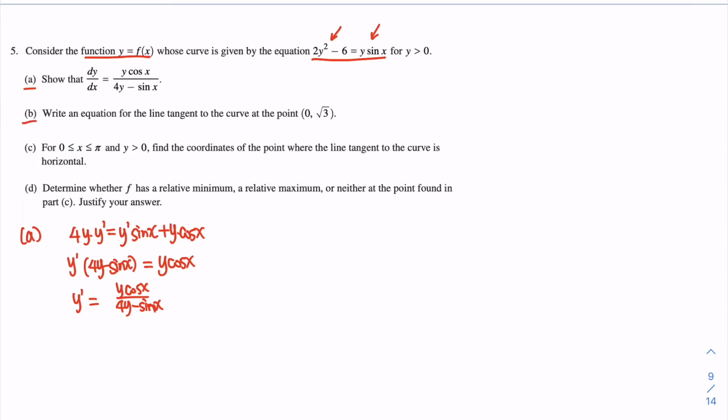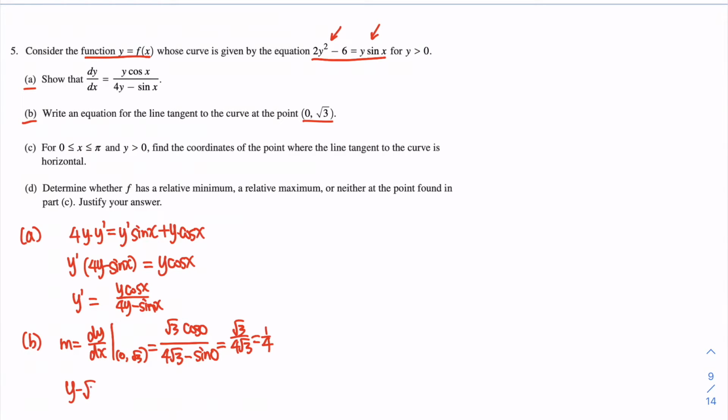Part B: write an equation for the line tangent to the curve at the point x equals 0, y equals radical 3. We need to find the slope. So m equals dy over dx. We plug in x equals 0 and y equals radical 3. Cosine 0 equals 1, sine 0 equals 0. So this is the slope. So the equation of the line is y minus radical 3 equals 1/4 times x minus 0.